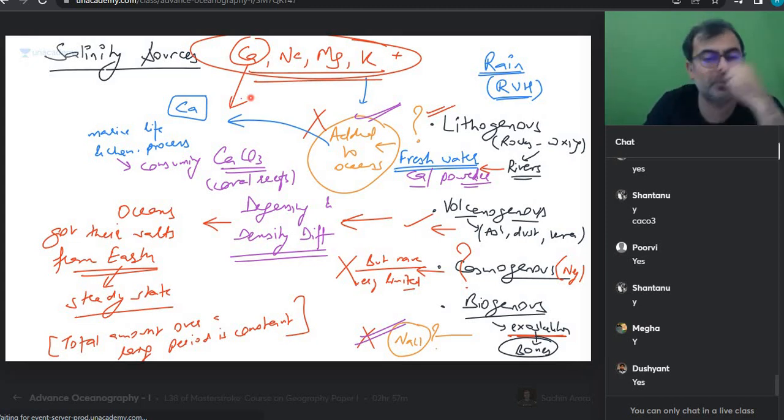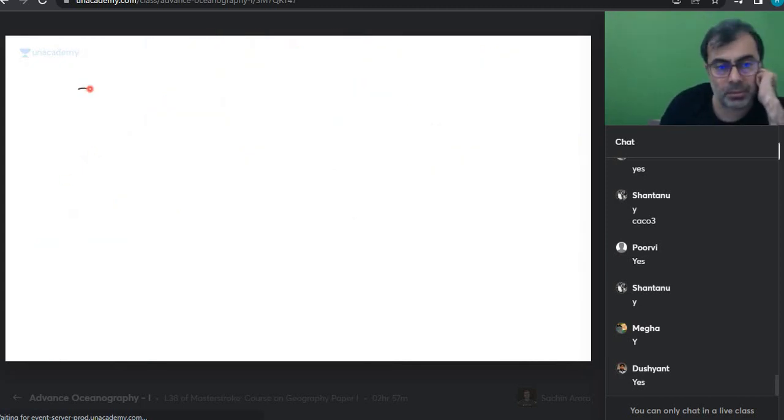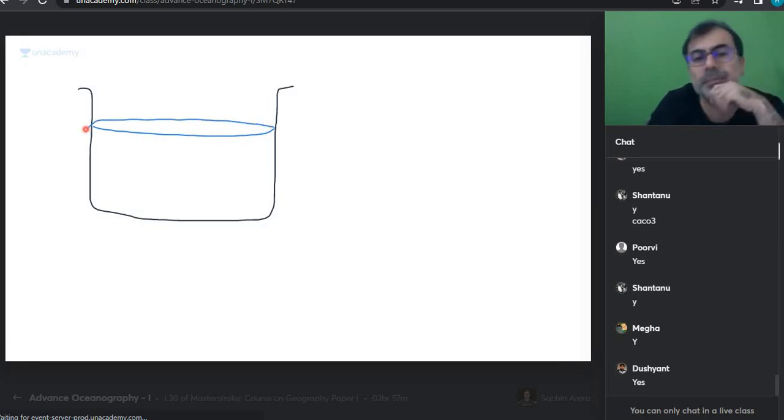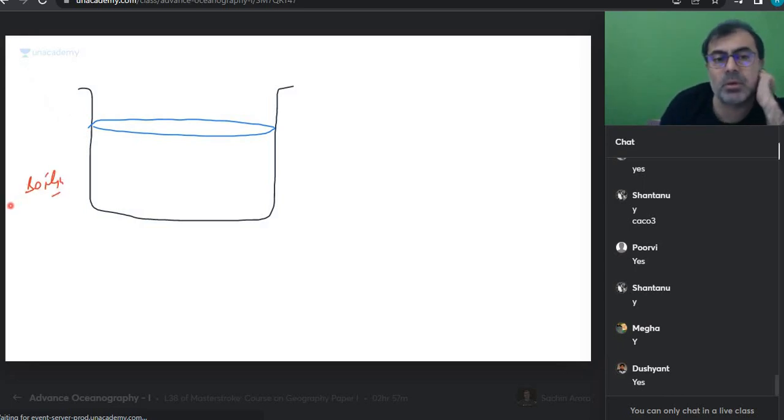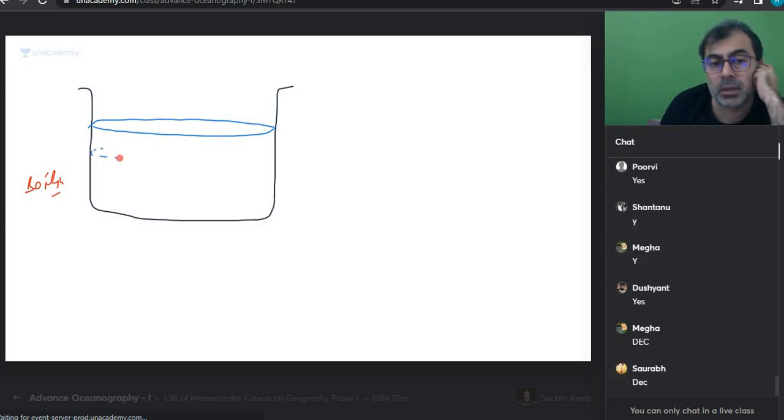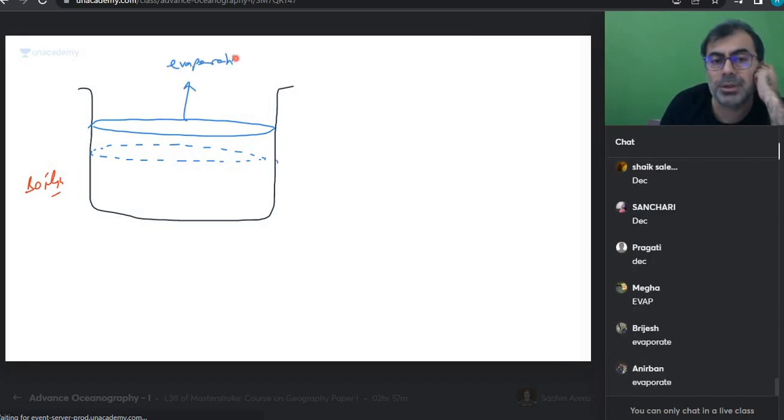Why sodium? So let us look at this. Please pay attention. This is water. Hear that? You started boiling it. With time, what will happen to the water level? It will come down. Why? Where did the water go? So it evaporated, no? Evaporation, you lost water.